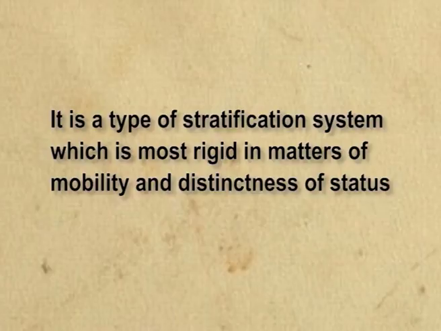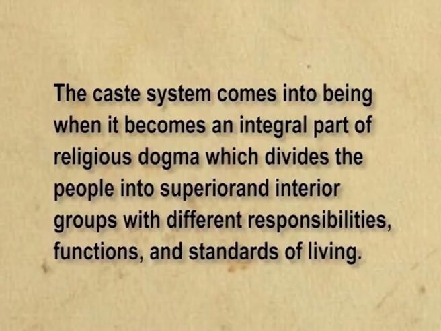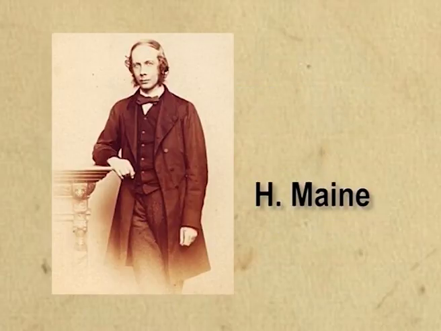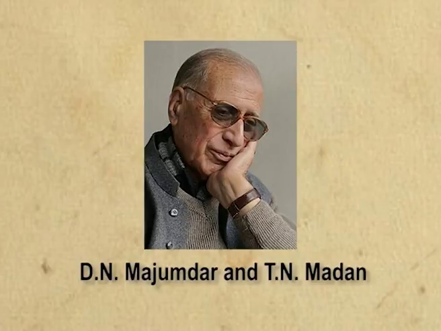Castes started as natural divisions of occupational classes, and eventually, upon receiving the religious sanction, became solidified into the existing caste system. The caste system comes into being when it becomes an integral part of religious dogma, which divides the people into superior and inferior groups with different responsibilities, functions, and standards of living, as given by H. Mean. Caste is that extreme form of social class organization in which the position of individuals in the status hierarchy is determined by descent and birth, as is stated by Anderson and Parker. Caste is a closed social group, as defined by D.N. Majumdar and T.N. Madan.